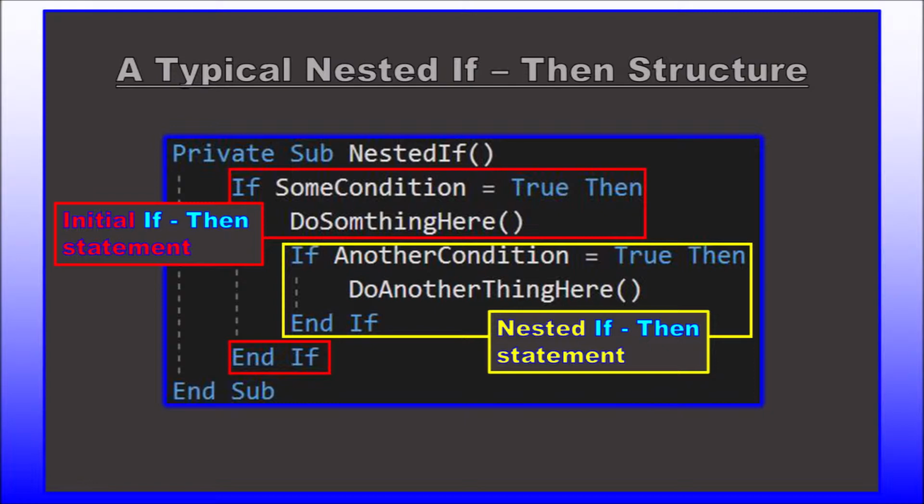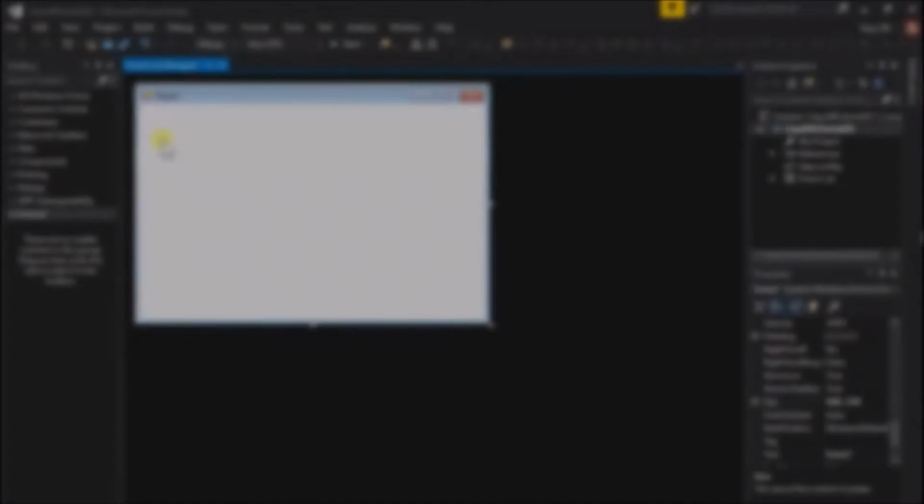The nested structure is useful to check multiple conditions, and to have different tasks performed, depending on how many of the conditions are met. So each if statement acts like a gate to the next if statement when a condition is met. Let's code a simple example using this structure.